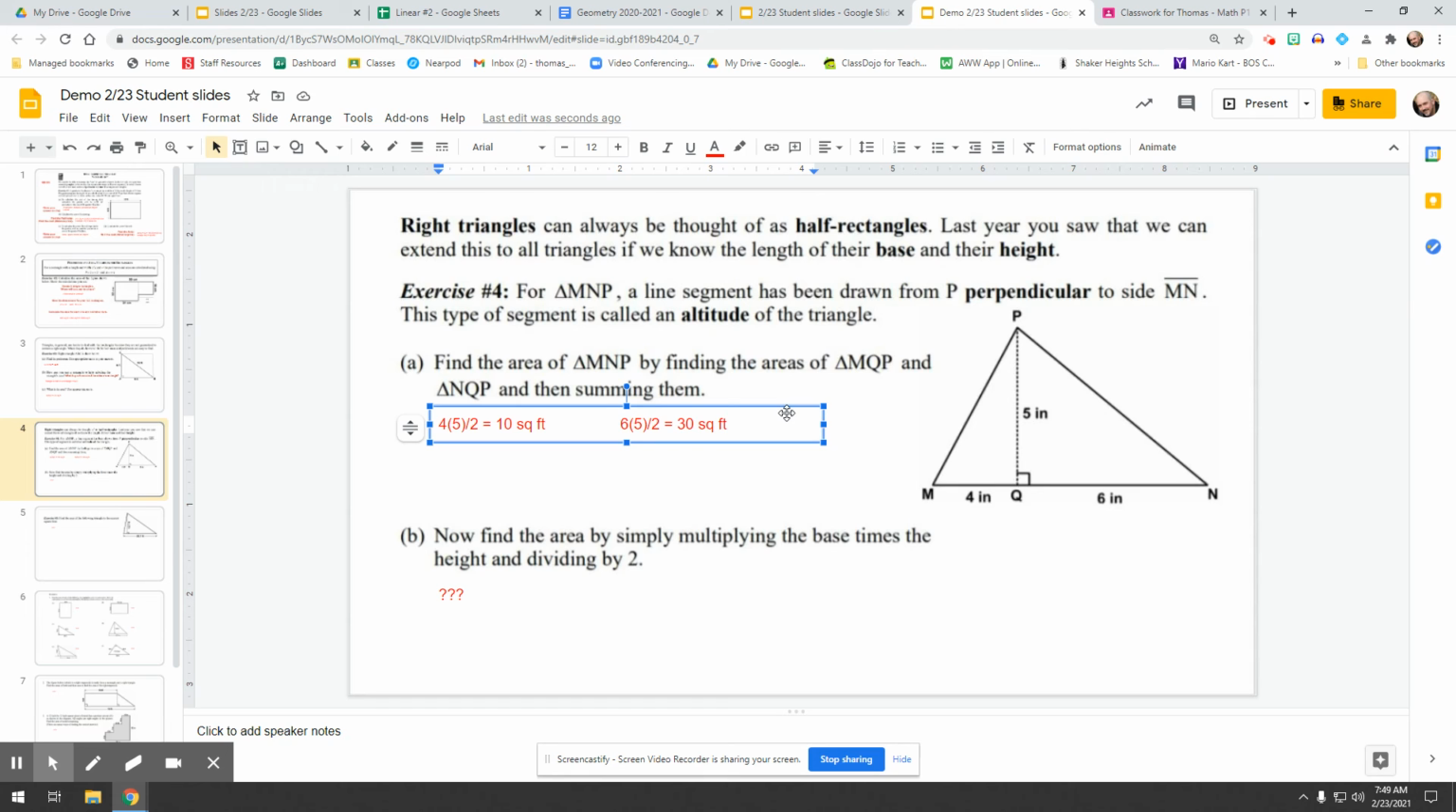It says find the areas of each triangle and then sum them. So sum means add them up. The one on the left is 10. The one on the right is 30. That's a total of 40 square feet. So we could have found the total area by finding the area of the left and the right, but we can also find it simply by multiplying the base times the height and dividing it by 2. So the entire base is 10, and the height is 5. So if the base is 10 times the height of 5, and we still divide it by 2, that would be another way to find that total area.